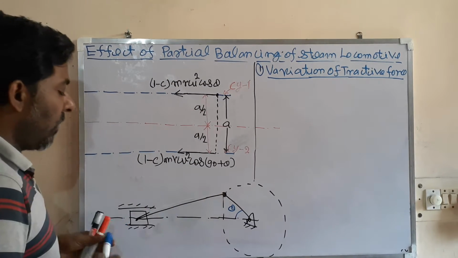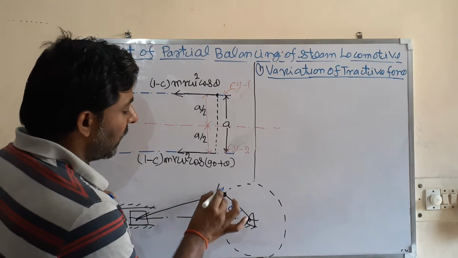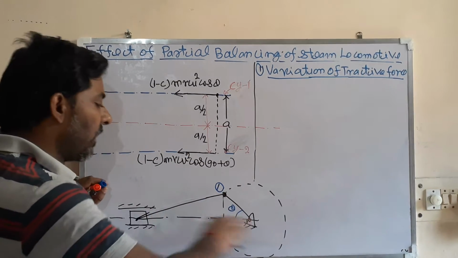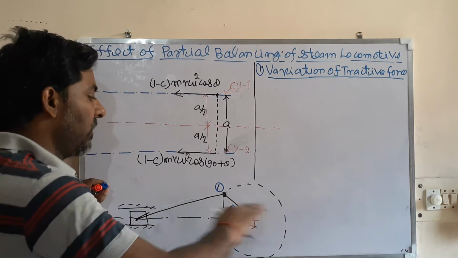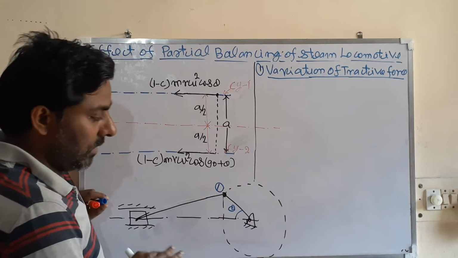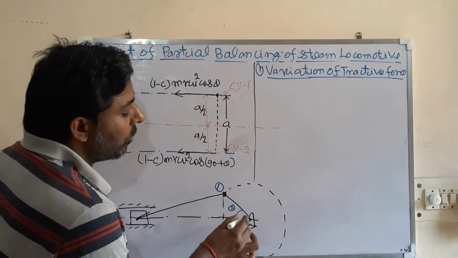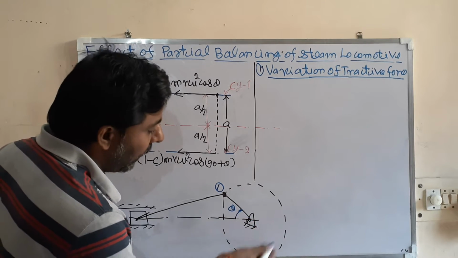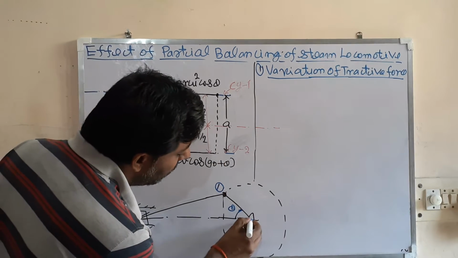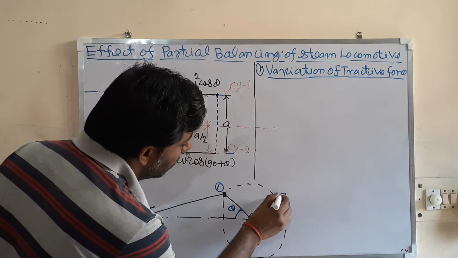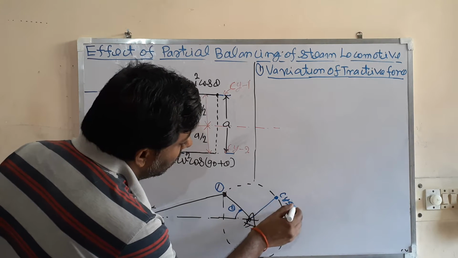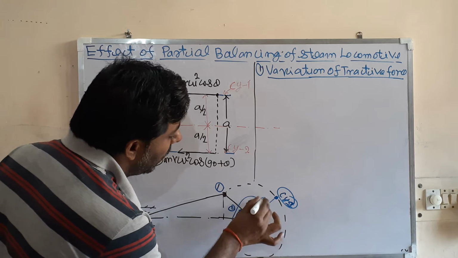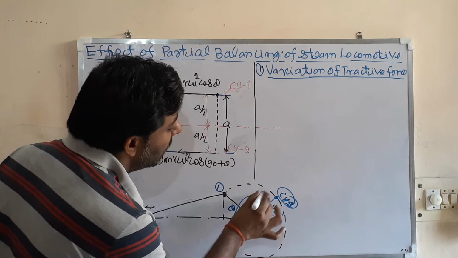If this is cylinder number 1, this is the crank of cylinder number 1 which is at an angle of theta, then their lines of stroke are the same. For both, the line of stroke is in a horizontal direction. If the crank of cylinder number 1 is at an angle of theta, then the crank of cylinder 2 will be at 90 degrees from it. So this is the crank of cylinder 2, this angle is 90 degrees, and the total angle will be 90 plus theta.